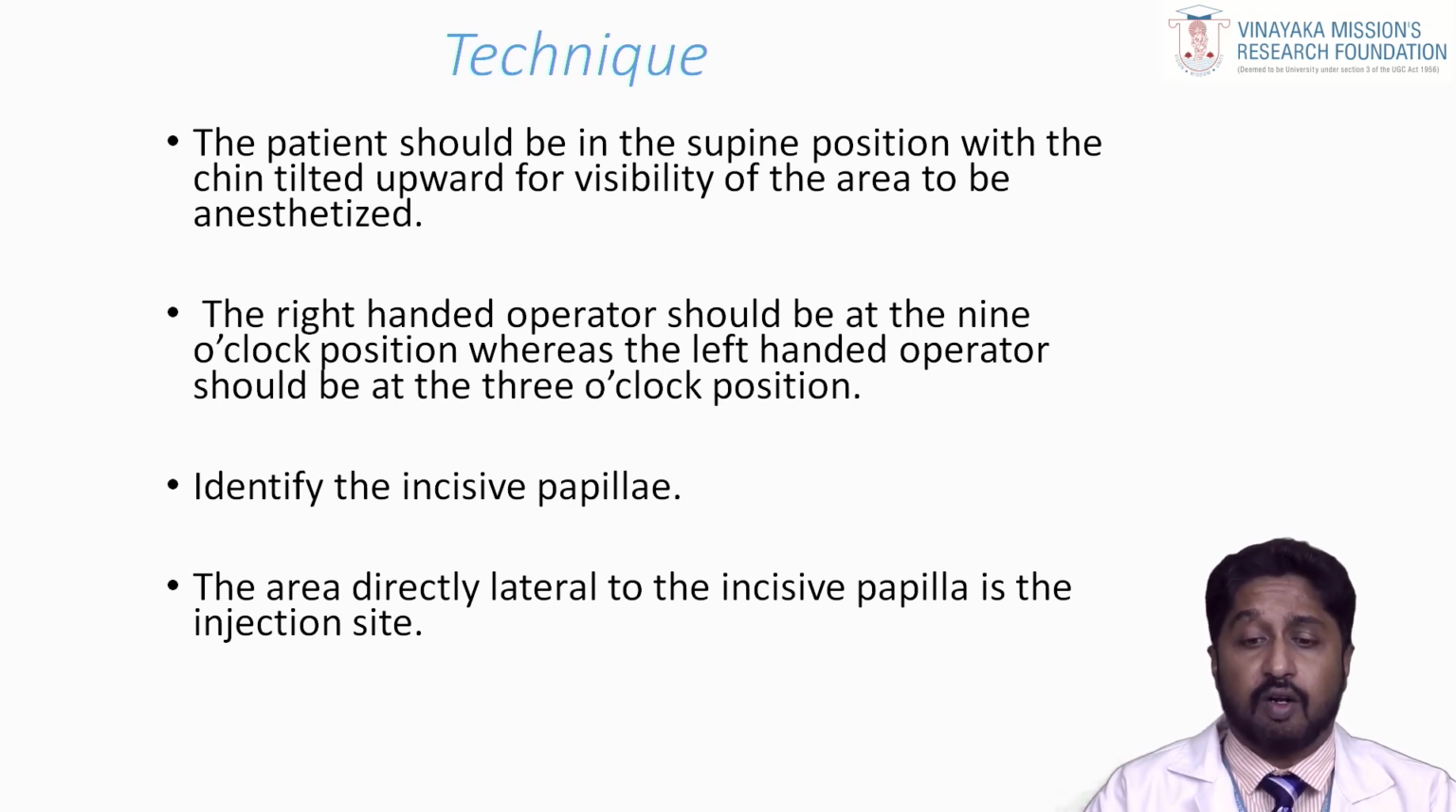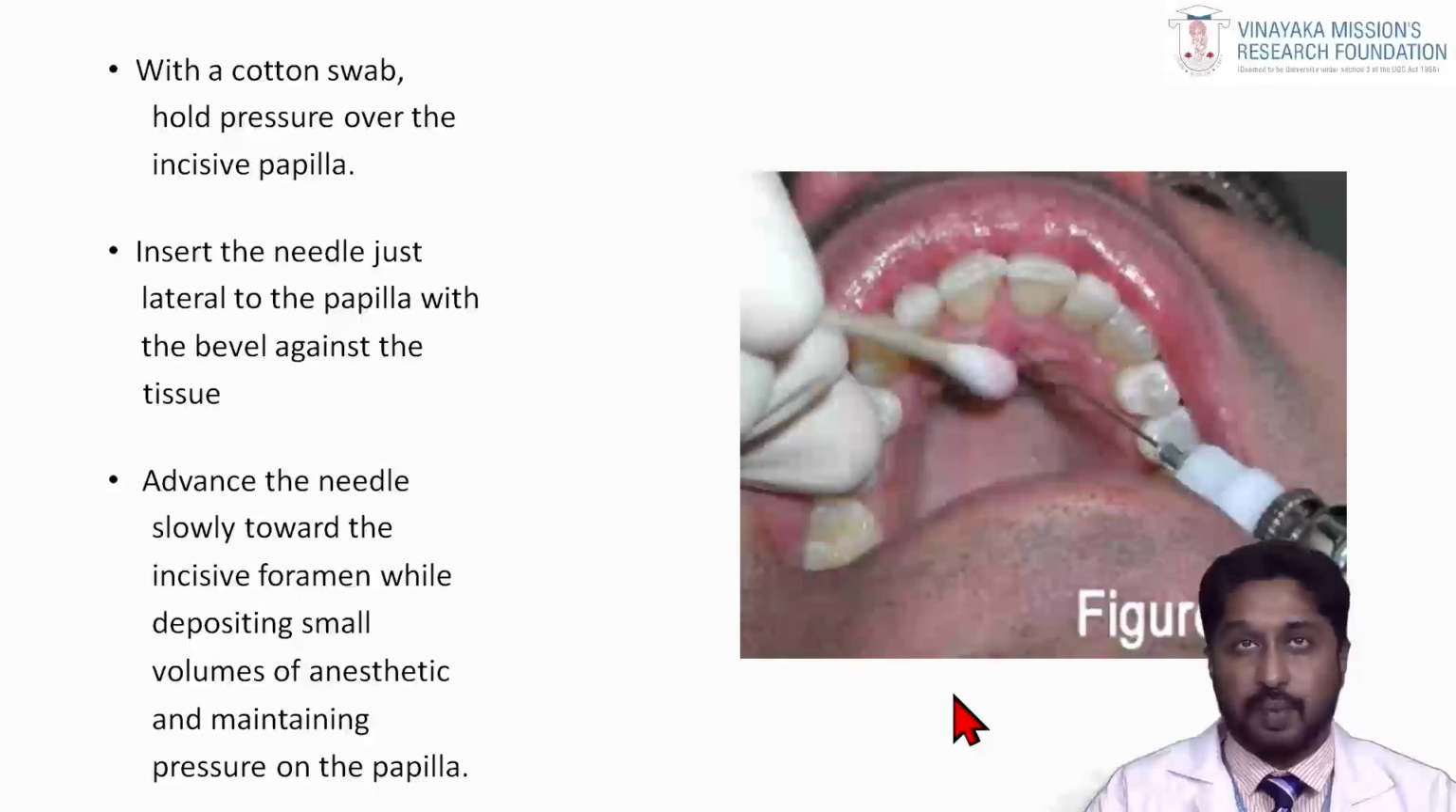The right-handed operator should be in the 9 o'clock position, whereas the left-handed operator should be in the 3 o'clock position. Identify the incisive papilla. This will be your main injection site. All of you know where the incisive papilla is, right? The injection site is directly lateral to the incisive papilla. Always use a cotton swab to locate the foramens or to anesthetize on the palatal side with the anesthetic solution. So use a cotton swab for pressure over the incisive papilla. Here you can see the swab over the incisive area.